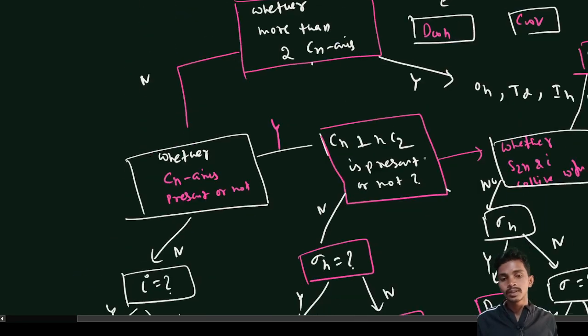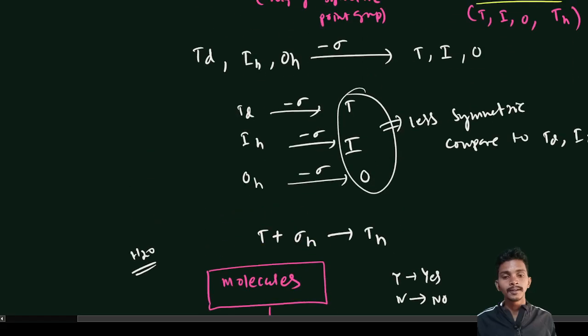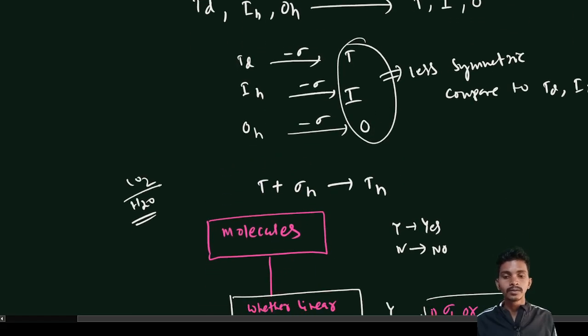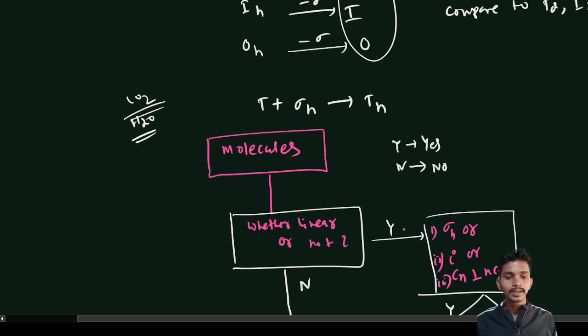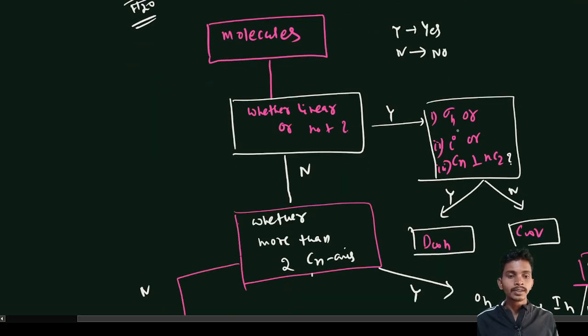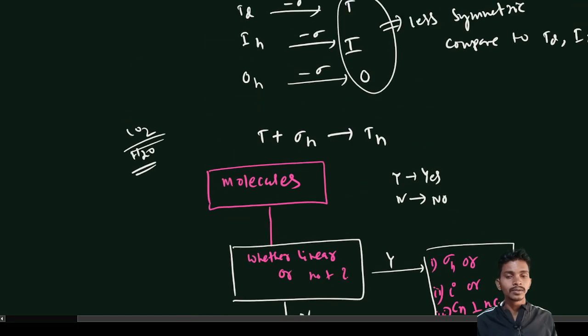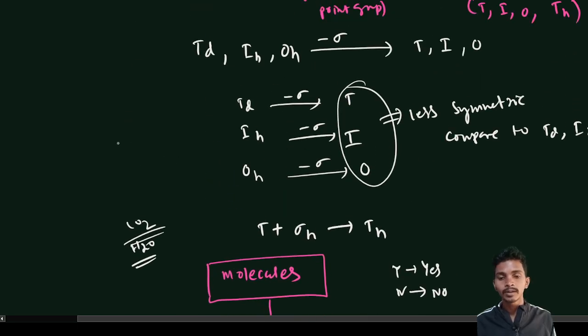Okay. So you have to travel like this. So you have to ask all the questions. And if, let's say, CO2, so this group has linear molecules. So linear molecule, yes, then it will come to here. Sigma h, i, and anyone from this is present. Yes, sigma h is present. Then yes, then the DNH point group will go. Okay.